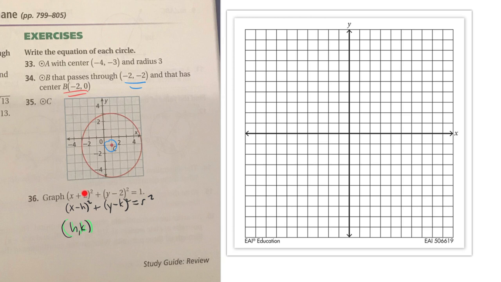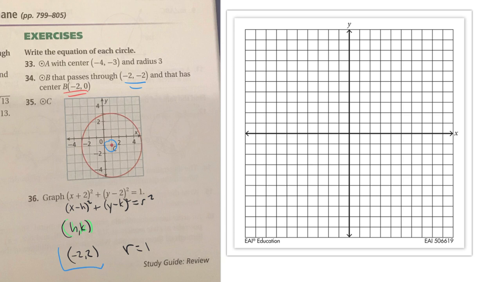Now, if you don't get that, it's okay. It might be at this stage worth simply memorizing the fact that h will always be the opposite sign of this number. So we know that h so far is -2. And then k, similarly, would be the opposite sign of this number. That's like a -2, so k is going to be +2. Now, the radius is always going to be the square root of this number. So the square root of 1 happens to just be 1.